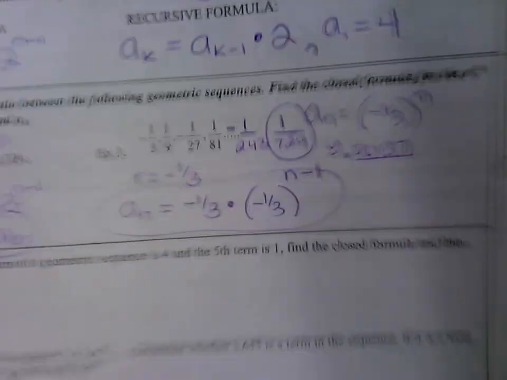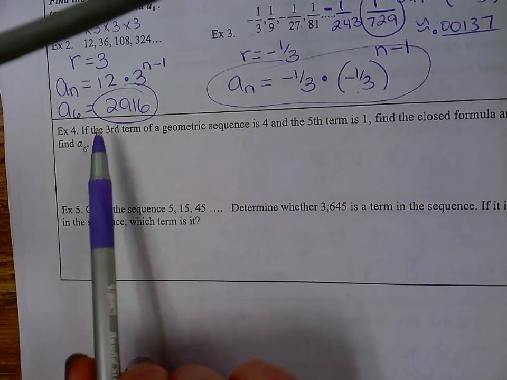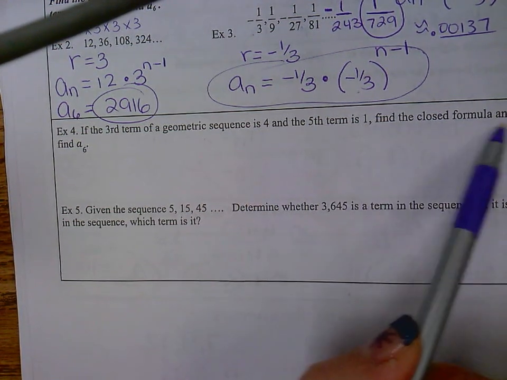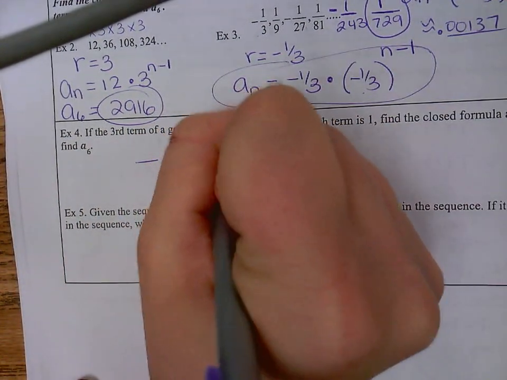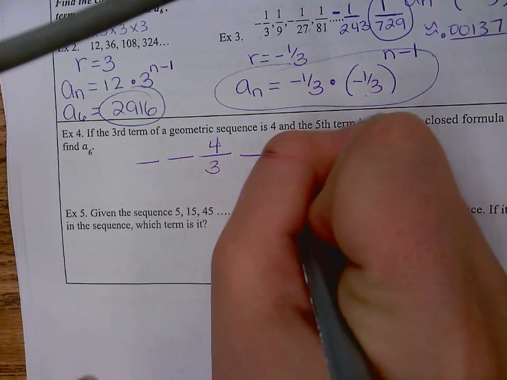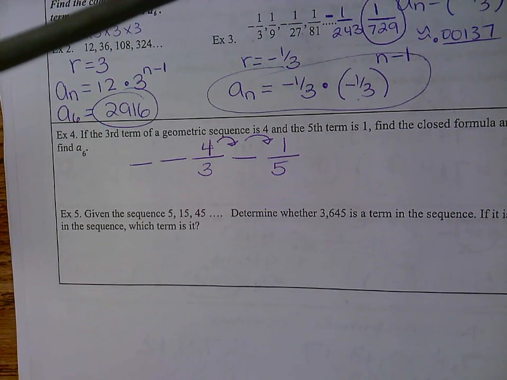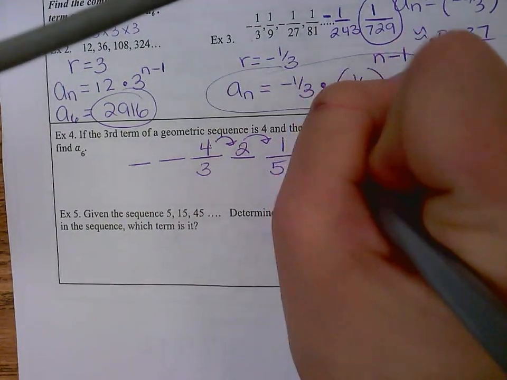Okay, a couple more examples, then you're going to try some on your own. So now this one says the third term is 4, the fifth term is 1. Find the closed formula. So I have the third term is 4, and the fifth term is 1. I have to be able to multiply by something and then multiply by something and get to 1. Can anyone think what that would be in their head? It is 1/2, because 4 times 1/2 would give you 2, right? And 2 times 1/2 would give you 1. So the r value is 1/2.